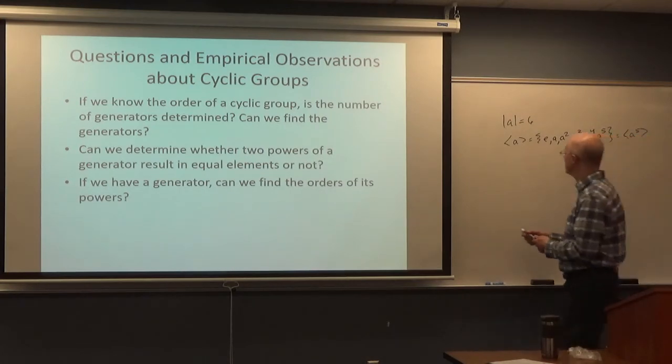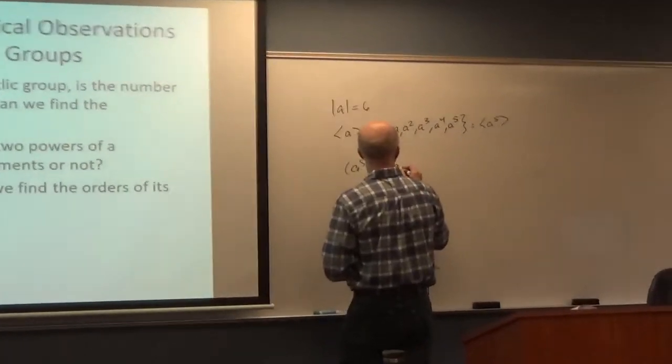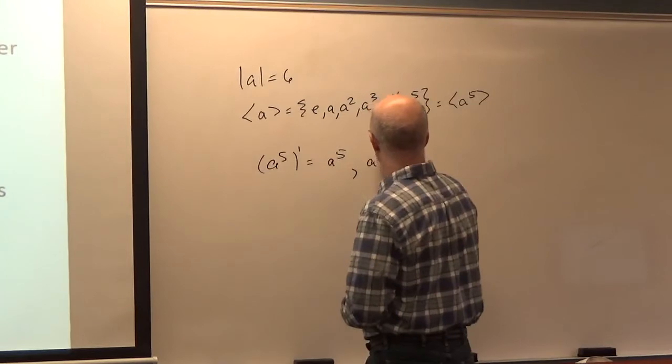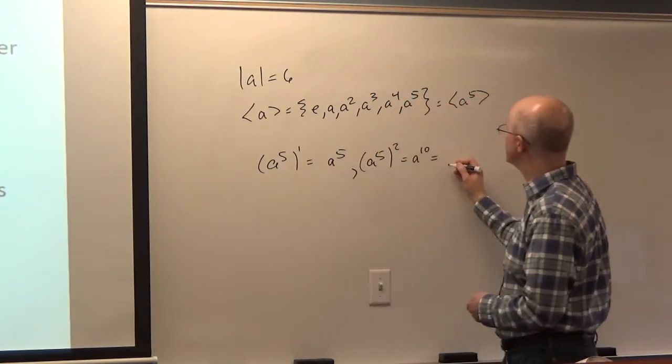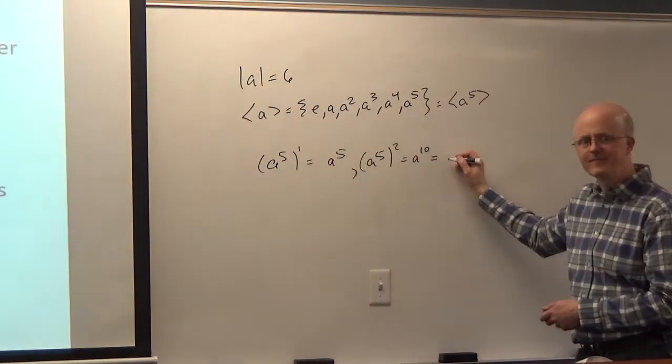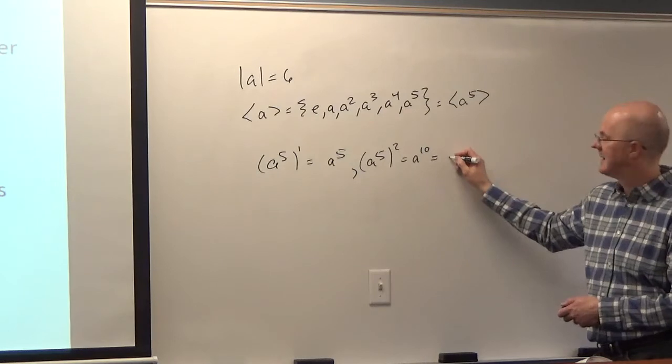If you want to double check that, A to the 5th to the first power is A to the 5th. A to the 5th to the second power is A to the 10th, which is the same as what? In the cyclic group of order 6, A to the 4th.